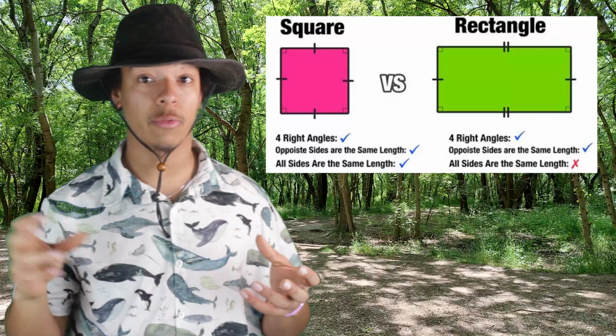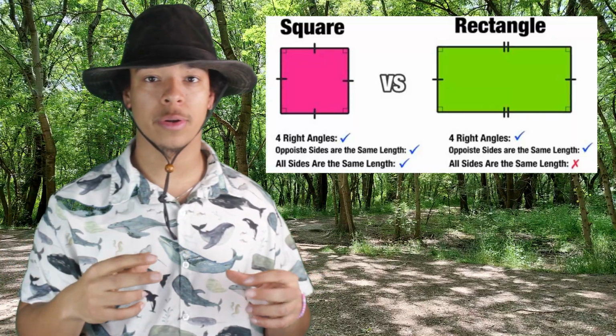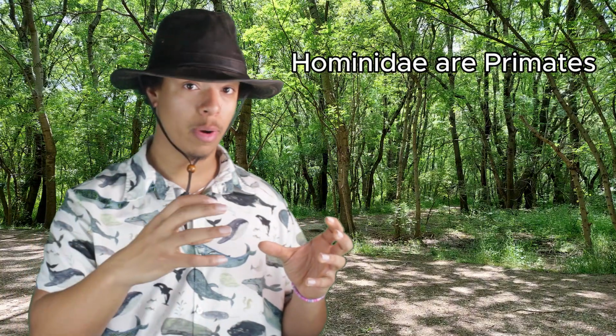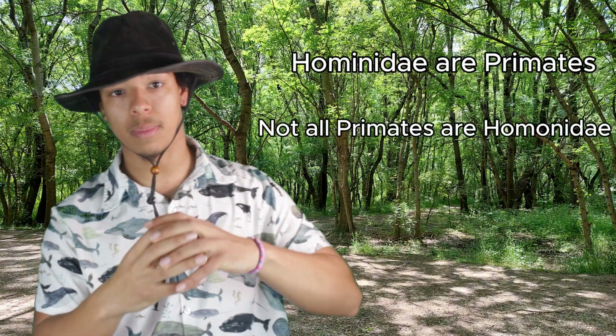It's sort of like that thing where squares are technically rectangles, but rectangles are not squares. Like, we are primates, and we are Hominidae, and all Hominidae are primates, but not all primates are Hominidae. It's really important to remember that these relationships are based on genetics and not appearance. Appearance can be very deceiving in the animal kingdom because of things like convergent evolution.